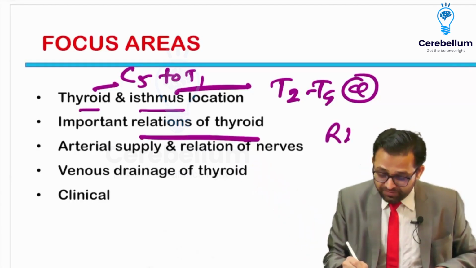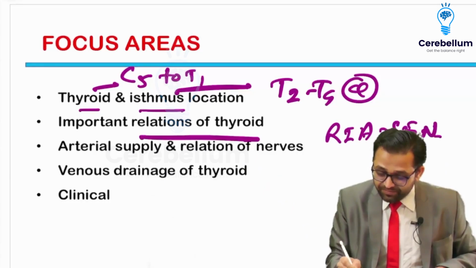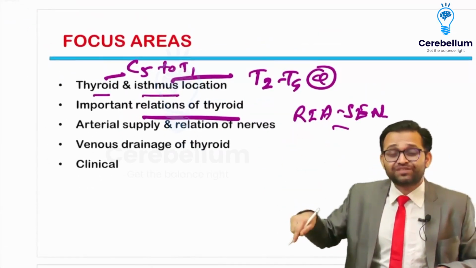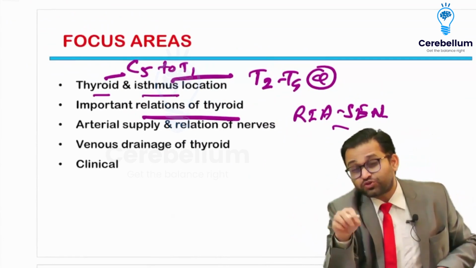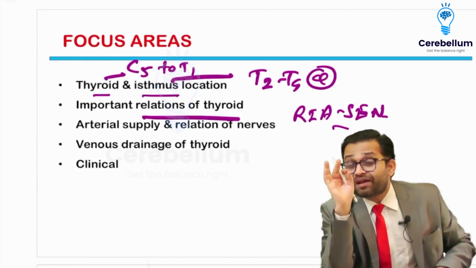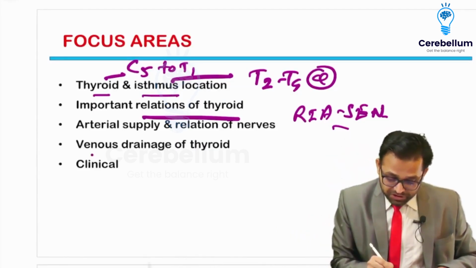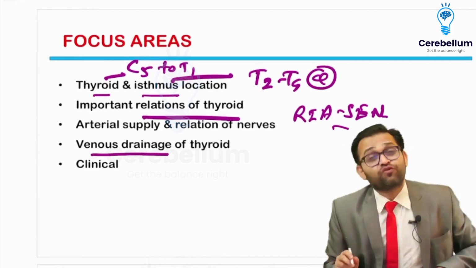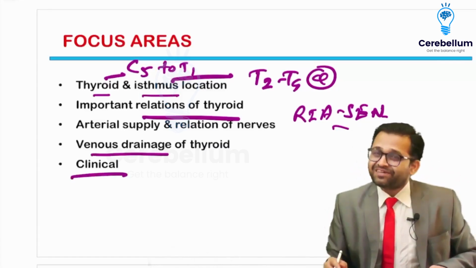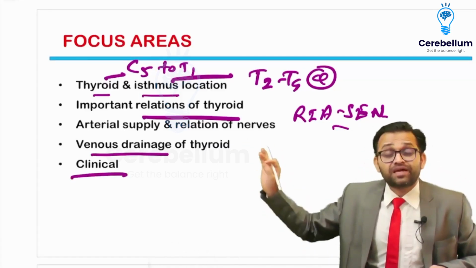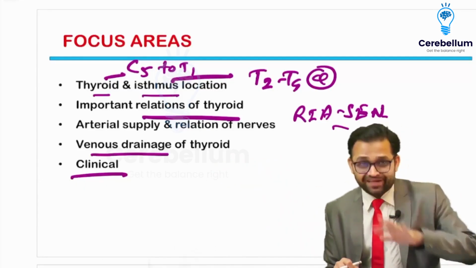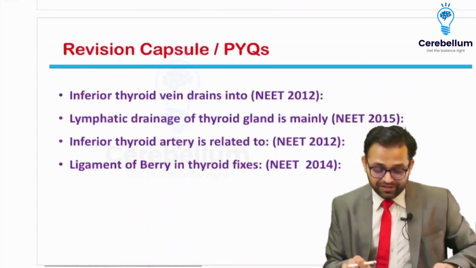You must remember the RIA SANE relation, but also, this is the old concept, the new concept is different. You have to ligate both the nerves near the gland, and you have to avoid parathyroid ischemia. Then you must study the venous drainage of the thyroid for surgery purposes, the four veins of the thyroid gland, and then clinical. Nowadays direct questions from anatomy are not asked, clinical based questions are asked where the anatomy is hidden. Now look at the revision capsule.